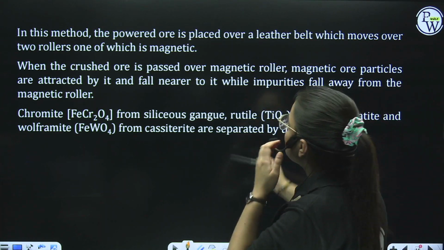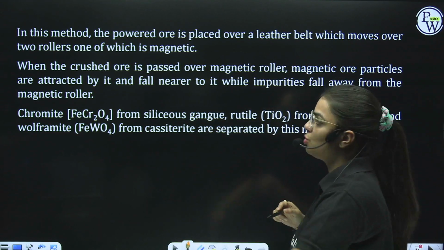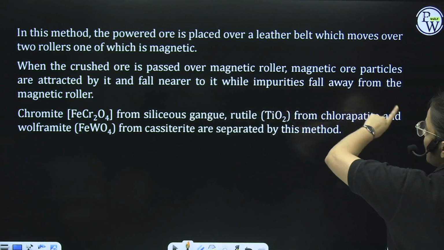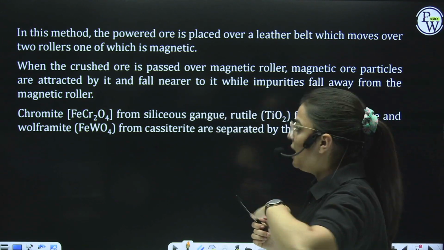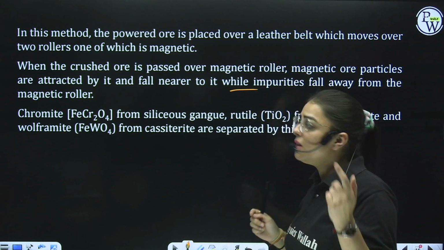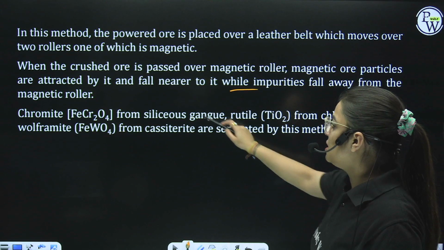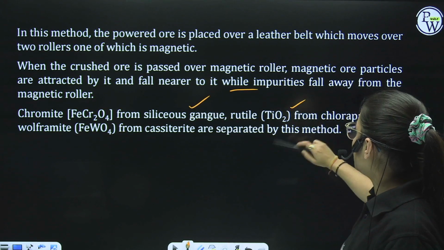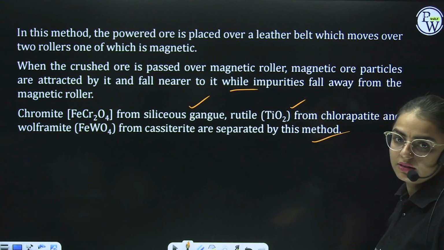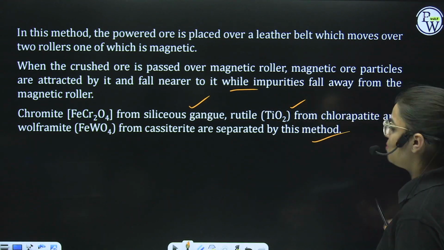In this method, the powdered form of ore is placed over a leather belt which moves over two rollers, one of which is magnetic in nature. When the crushed ore is passed over the magnetic roller, magnetic ore particles are attracted by it and fall nearer to the roller because it is magnetic. The impurities fall away from the magnetic roller because they are non-magnetic. Chromite from siliceous gangue, rutile, that is TiO2, from chlorapatite, and wolframite from cassiterite are separated by this method. This is how magnetic ones are separated from non-magnetic ones, how ore is separated from the impurity.